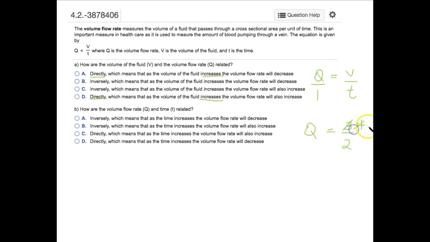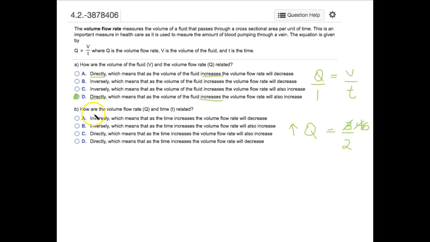Okay, let's try something even larger for V. V is increasing to 6, let's say. 6 divided by 2 is 3. Well, there again, Q has gone up. So anytime you have a direct proportion, if one amount increases, the other amount will increase as well. And that's what D is describing. So that's the one we want to go with.